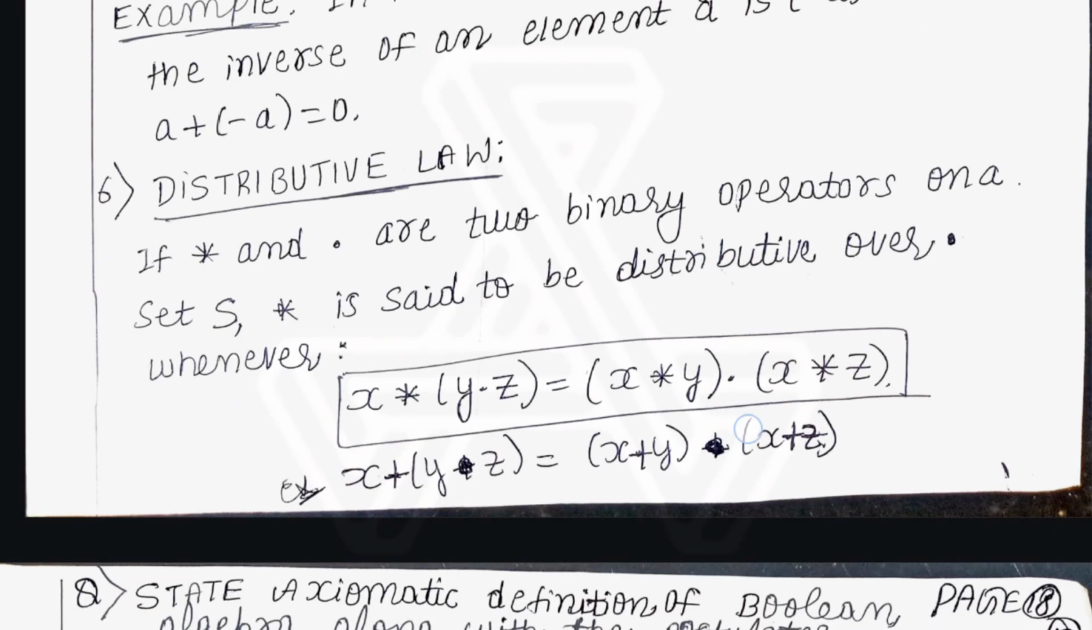Distributive law: x * (y . z) is equal to (x * y) . (x * z). Or we can also take it as x + (y . z) is equal to (x + y) . (x + z).